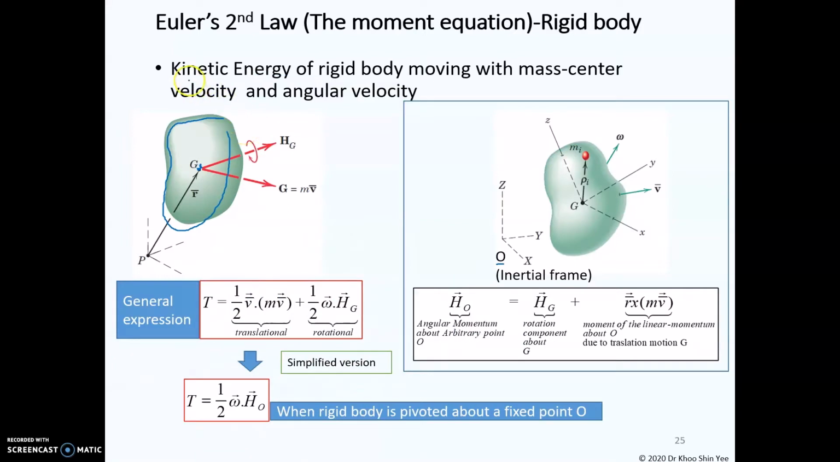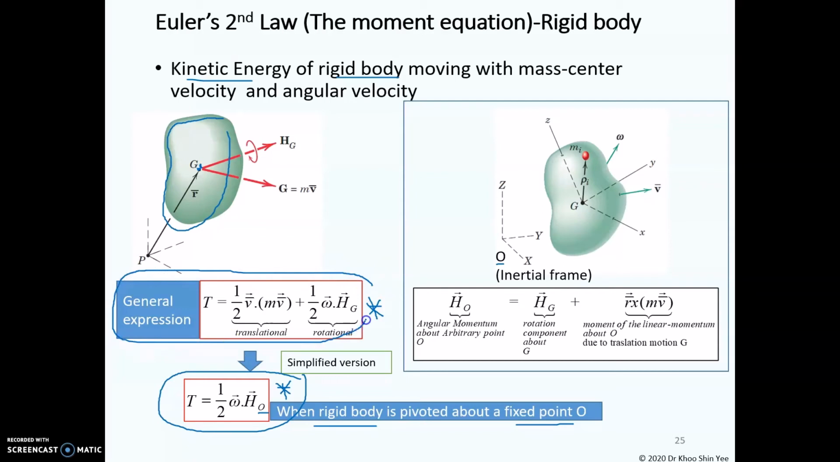So you must learn how to compute the kinetic energy for the rigid body by using this formula or this formula. When you use this formula, you need to be careful. The point O here must be selected carefully at a fixed point. This formula is only valid when the rigid body is pivoted about the fixed point. If you use the general expression formula here to compute the kinetic energy, then you have no concern about this, because this formula can be applied for most cases.